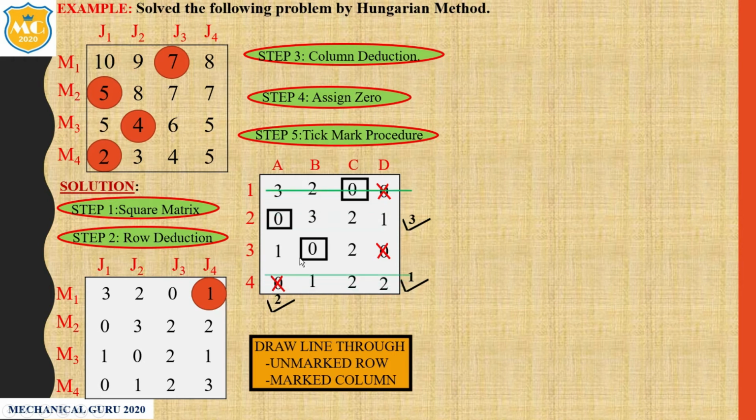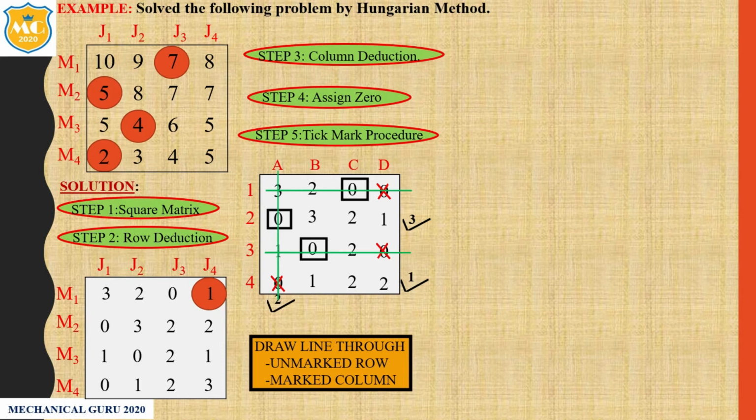and third row, and mark column. So here the only one column that is marked. So mark that column. Done. So here tick mark procedure is completed.